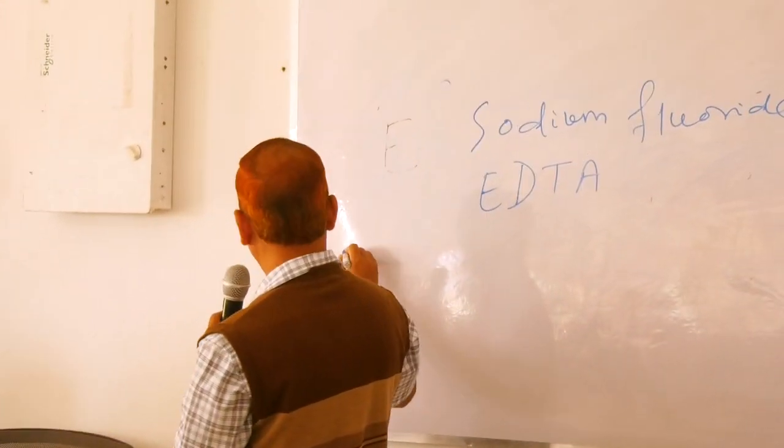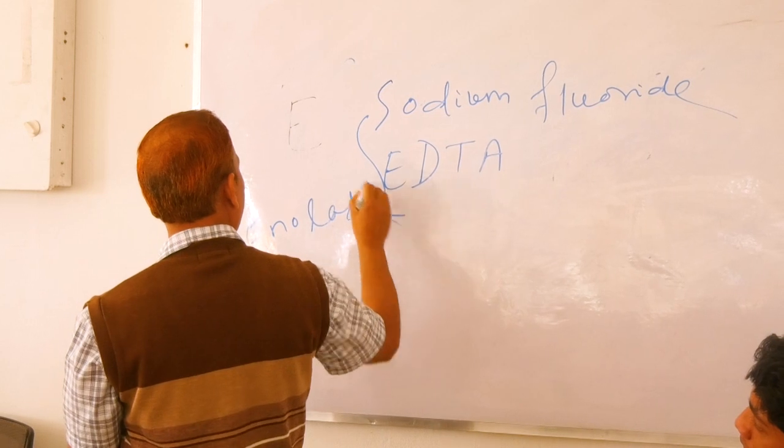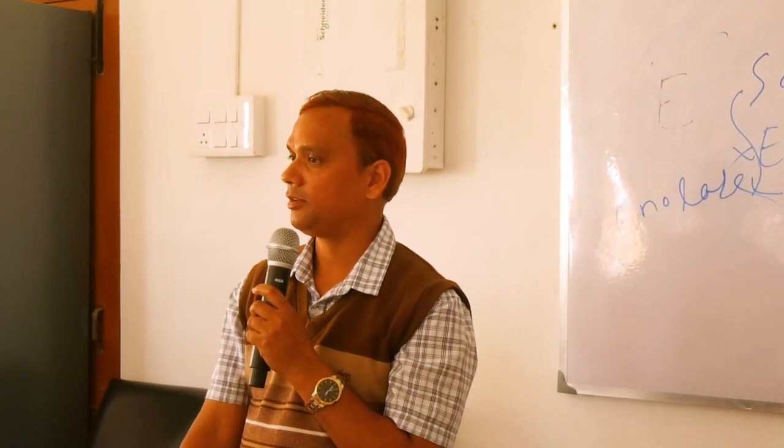What is glycolysis? Glycolysis means breakdown of glucose. So what will be the end product? Pyruvate or lactate. So what will sodium fluoride do? There is one enzyme, enolase, that sodium fluoride will inhibit, inhibiting the glycolytic pathway. So you can observe the accurate value. Regarding anticoagulants, we will take one separate class later.